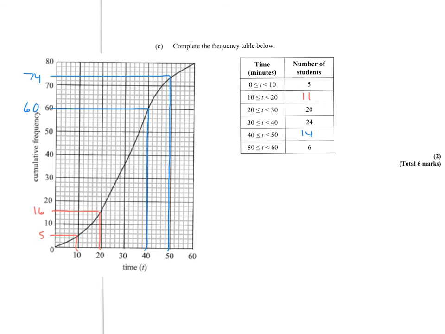A quick way that we could check this is we could add it all up. 5 plus 11 plus 20 plus 24 plus 14 plus 6. And we knew that there were 80 all along. And when we add it up, we do get 80. So we can be sure that we did that correctly.